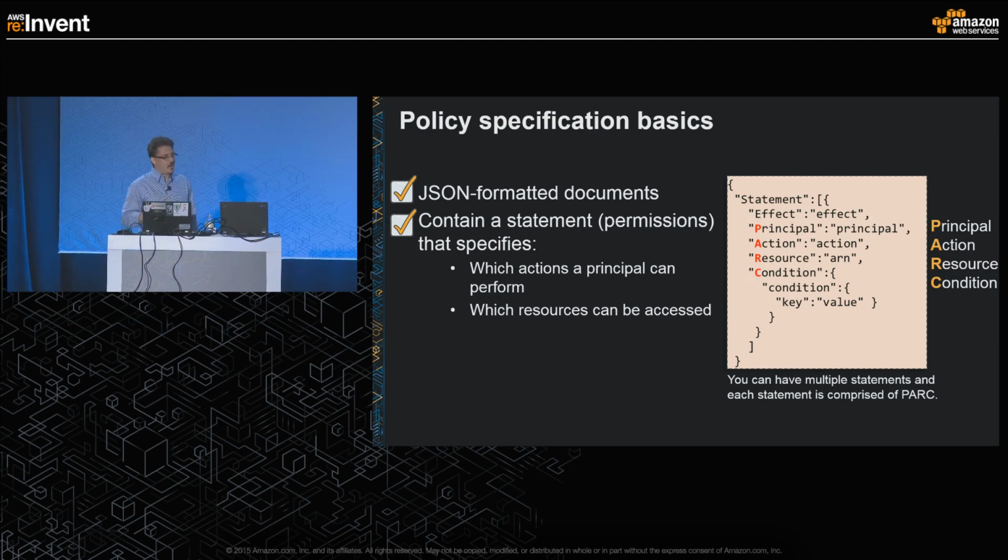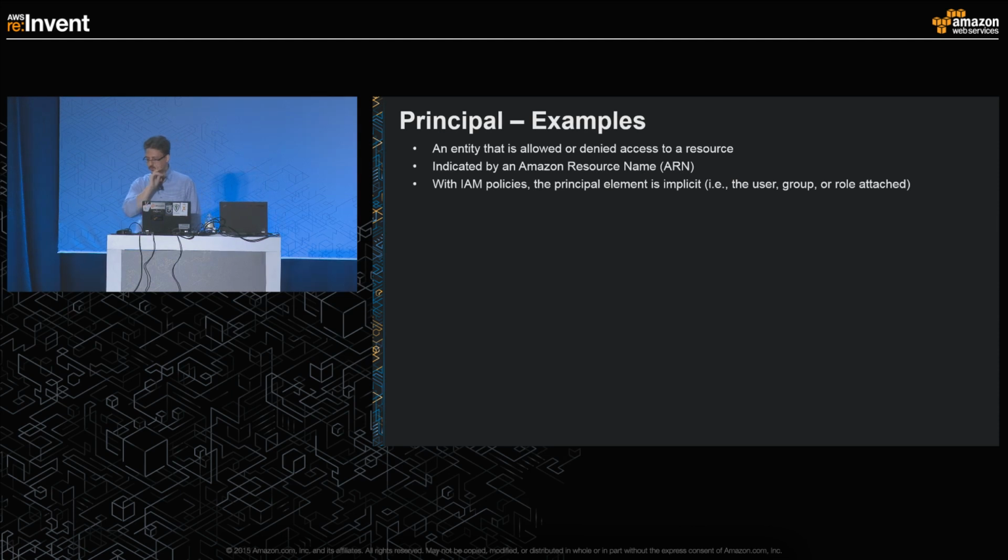ePARC really doesn't roll off the tongue, so I just generally say there's PARC plus an effect. Now, I want to go through each of the 4 pieces pretty quickly just so that you know what you're looking at. So when I say principal, I really mean it's an actor, right? It's an entity. It's something that is going to be allowed or denied access to a resource. And the way that you indicate these in policies is by their ARN. If you never knew what an ARN stands for, it's just the Amazon Resource Name, right?